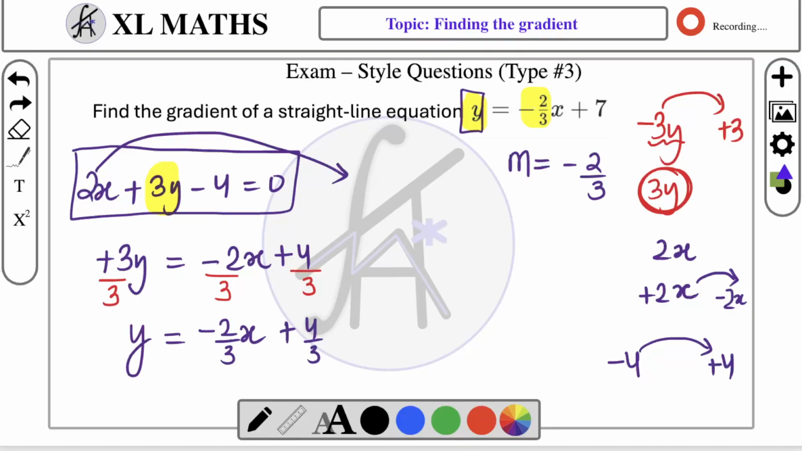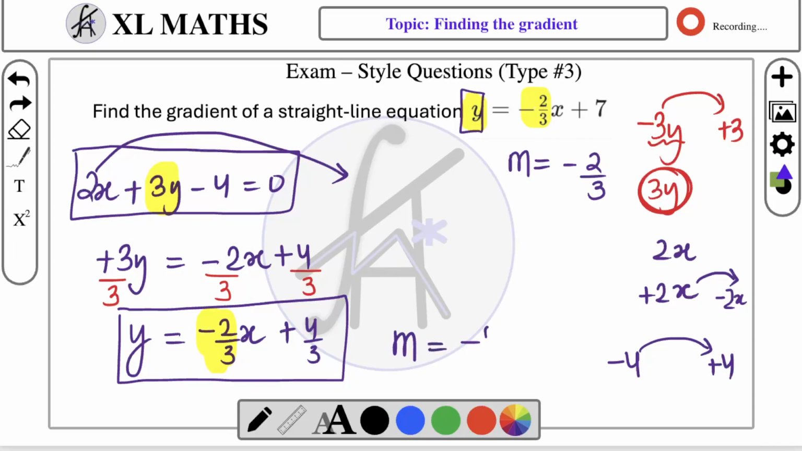Oh, I just realized that this one gives us the gradient as minus 2/3 as well. I didn't really think of that, I just wrote an equation. Okay, this is what the gradient is. So the gradient for this equation is also minus 2/3. Correct? That's it. Hope you're understanding.